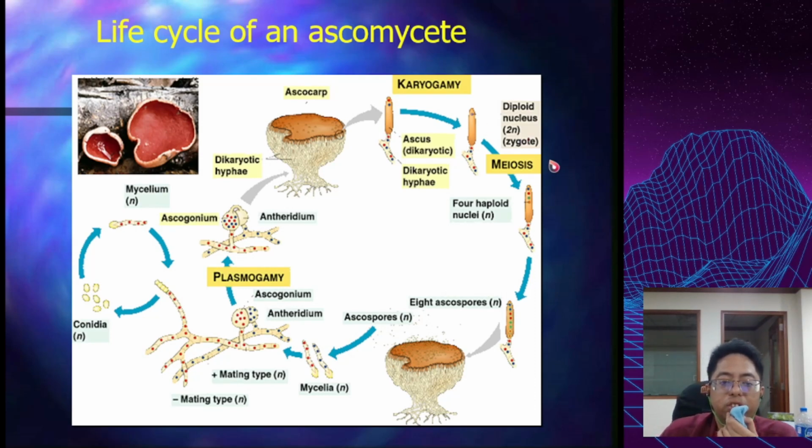So you can see this is the life cycle of an ascomycete. Asexually, it is just like usual: mycelium, conidia, and then back to mycelium. For sexual reproduction, they have to form this bridge between the antheridium and ascogonium. And then they have dikaryotic hyphae, and these dikaryotic hyphae will move into the ascus one by one, male and female, male and female. Then the male and female nuclei will combine together to make a diploid nucleus, and this diploid nucleus will perform meiosis to form 4 haploid nuclei, and it will create 8 ascospores.